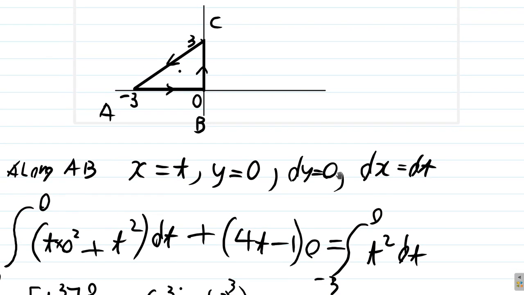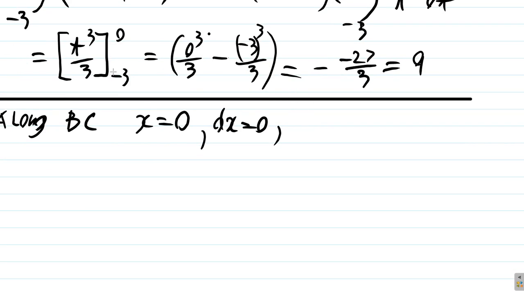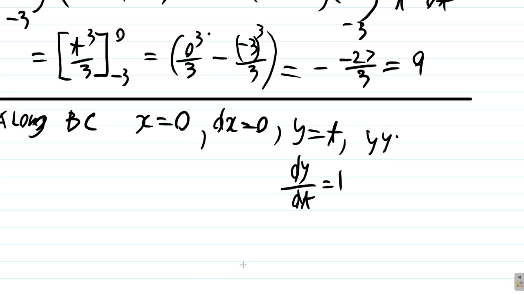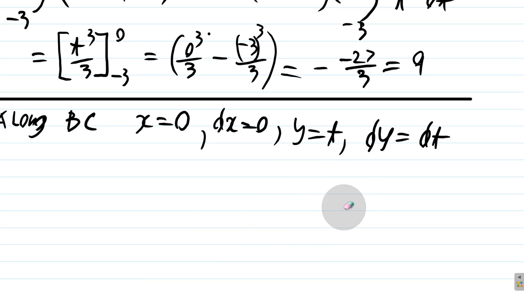Now, y undergoes a change. We can say y is equal to t, and then if you differentiate y with respect to t, you're going to have dy by dt equals 1. If you multiply both sides by dt, you get dy is equal to 1 times dt, which is dt. So dy is equal to dt. You see that?